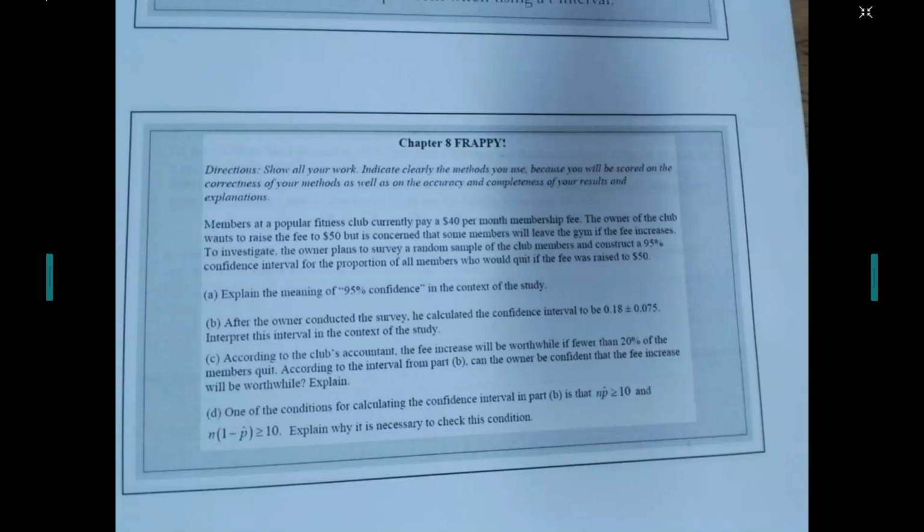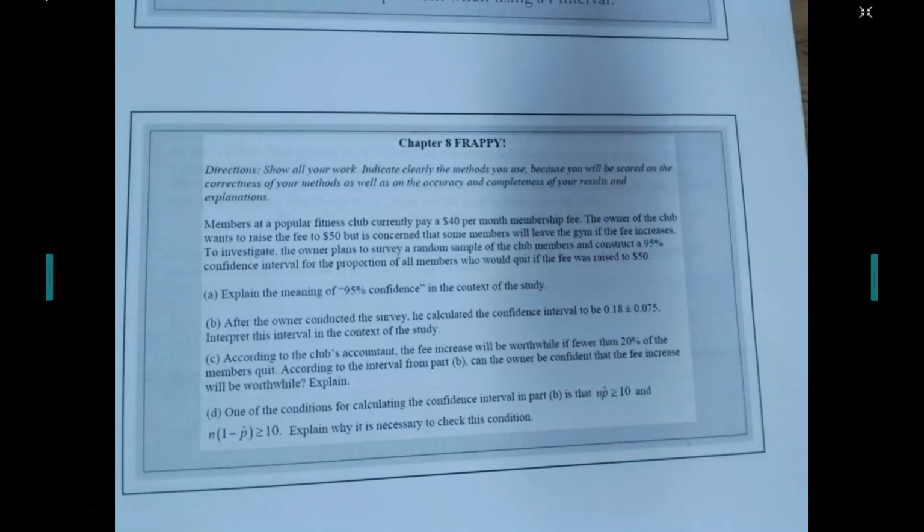All right, do you remember what 95% confidence means? Think back to the very first day when we took notes on Chapter 8. Remember that confidence is not the confidence we have in this specific interval, correct? That 95% confidence is how confident we are in the process used to create this interval. If I were to create many, many intervals using the same process, I would expect about 95% of them to capture the true proportion of all members who would quit if the fee was raised to $50. That's what the meaning of 95% confidence is.